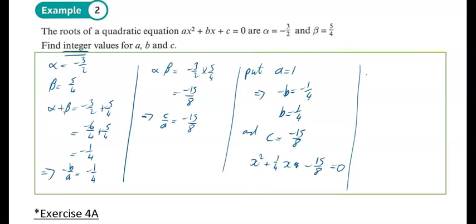So times everything by 8, and you're just going to get 8x squared plus 2x minus 15 is equal to 0. And that's a nice easy way of getting your answer. And that's it. Okay, how you could check this is right, folks. You could find the two solutions of this, the two roots, and then add the two roots, and you should get, these are your two roots, so minus 3 over 2 and 5 over 4.